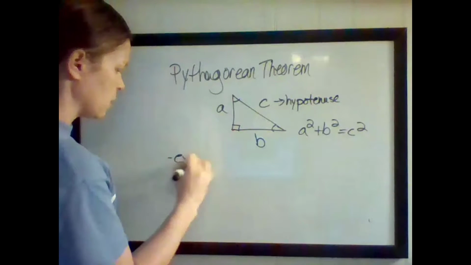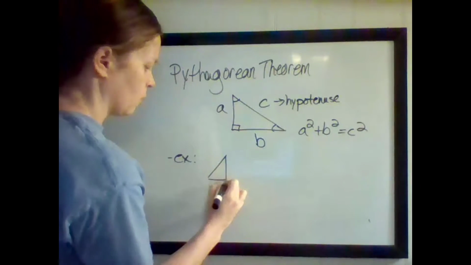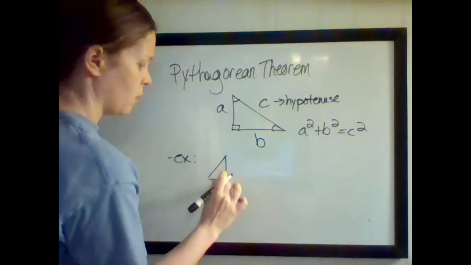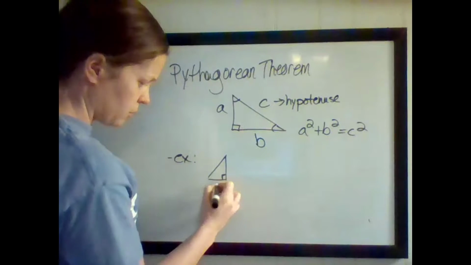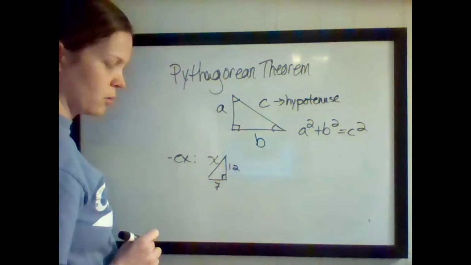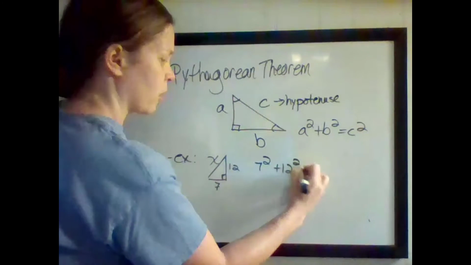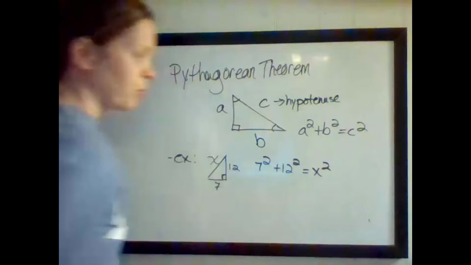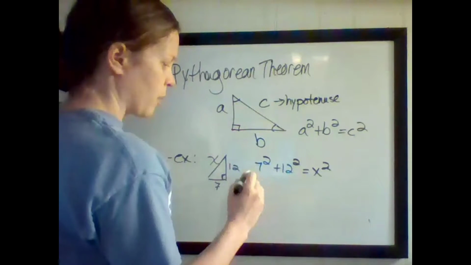So let's say I have a triangle. Let's say I've got the two sides being 7 and 12, and I want to know the hypotenuse. I'll put an X there. So that means 7 squared plus 12 squared equals x squared. And you could work this out, 49, 144, go step by step.